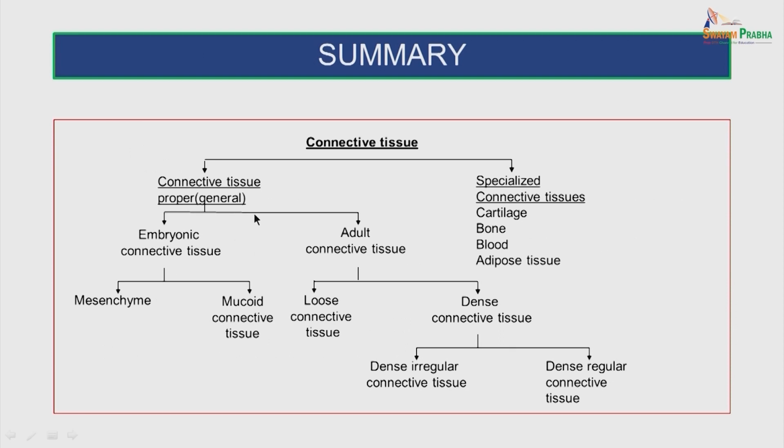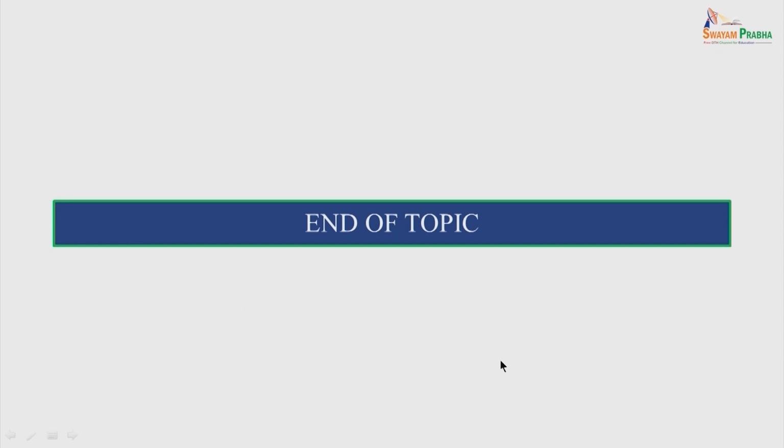So to summarize, this is the general connective tissue and the specialized connective tissue. The general connective tissue includes the embryonic connective tissue and the adult connective tissue. Embryonic connective tissue, two subtypes, the mesenchyme and the mucoid connective tissue. In adult connective tissue, we saw the loose connective tissue, the areolar tissue and the dense connective tissue, which includes the dense irregular and the dense regular. So these are the different types of connective tissue.